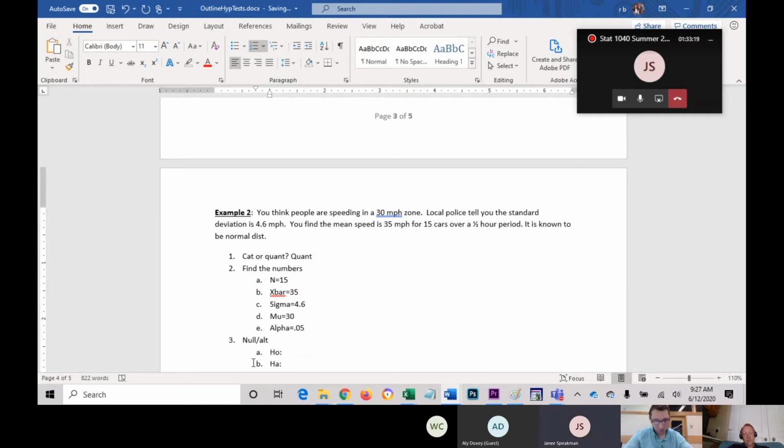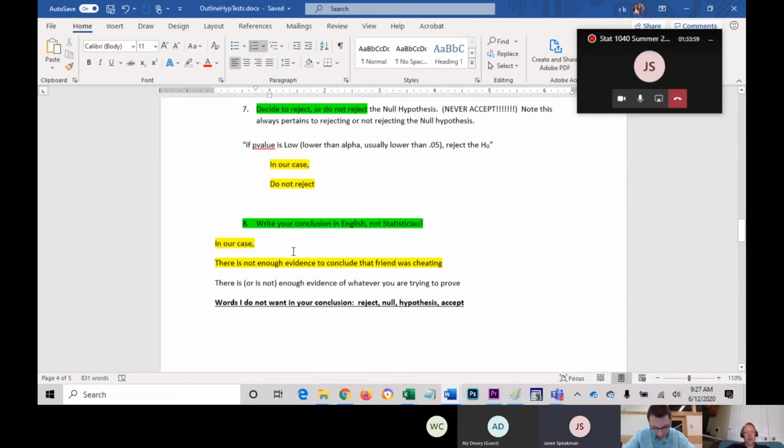Is the null one, is that people going over 35 miles per hour? I don't know. Did you write down all the things you should remember about your null and your alternative? No, I didn't get them all. Okay, so here, I'll write this down right here. So it almost always has an equal sign. It's about the population parameter.